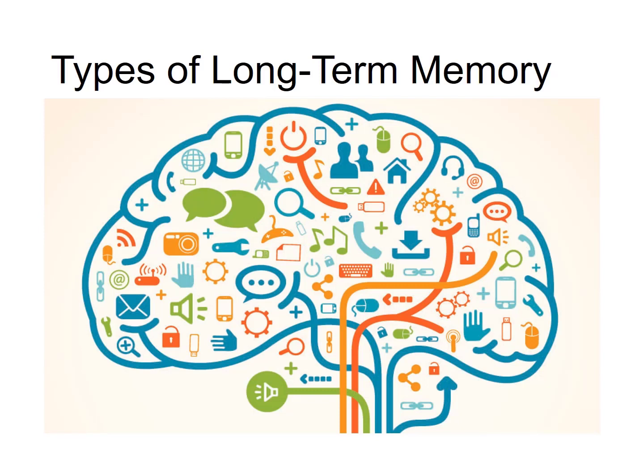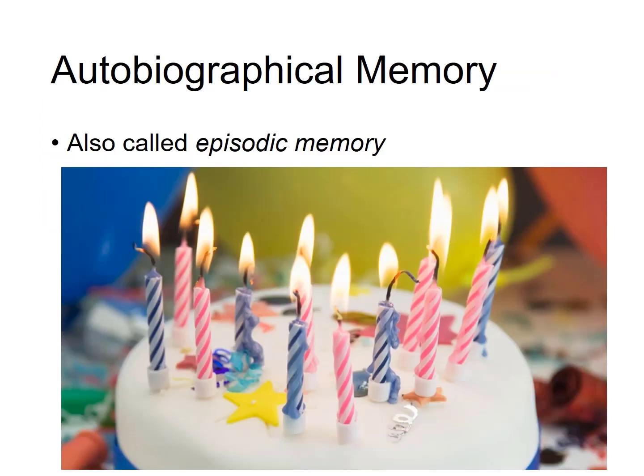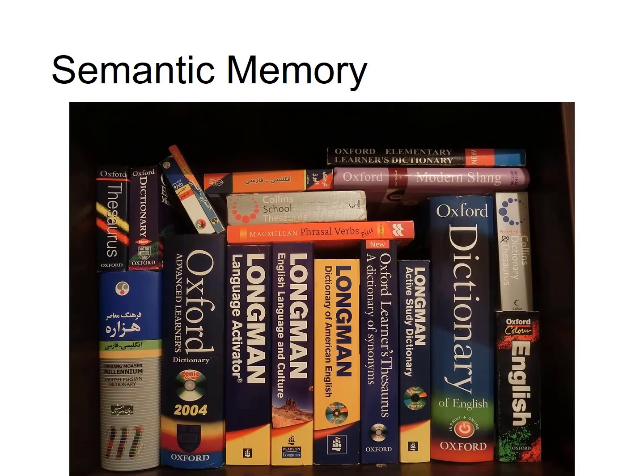Let's talk some more about memory. There are different types of long-term memory and a variety of terms to describe the types. The memory that we have for our life events is called autobiographical memory. Another term for it is also episodic memory. Our semantic memory includes our knowledge of world facts and also our knowledge of word meanings.